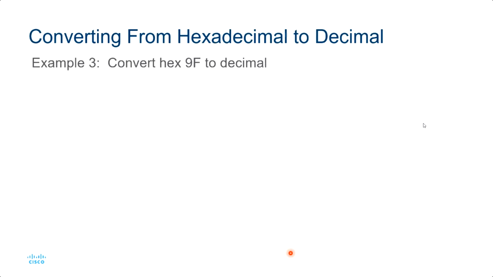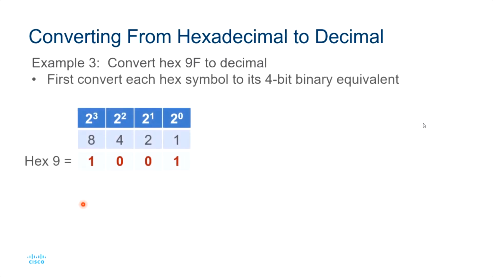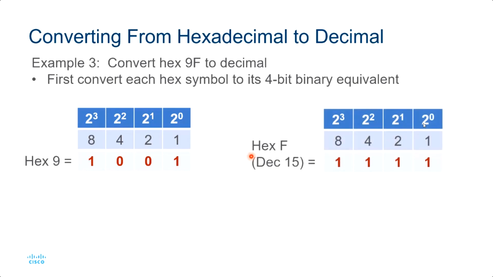Lastly, let's look at converting from hex to decimal, but this time we'll convert to binary first instead of going straight to decimal like I did in the first example. I'll convert the hex 9F to decimal. First, convert each hex symbol to its 4-bit binary equivalent. I have hex 9, which is the same as decimal 9, and that gives me 1001. And then I have hex F, which is equivalent to decimal 15, and that gives me 1111 in binary.